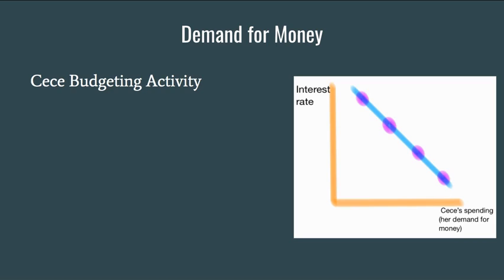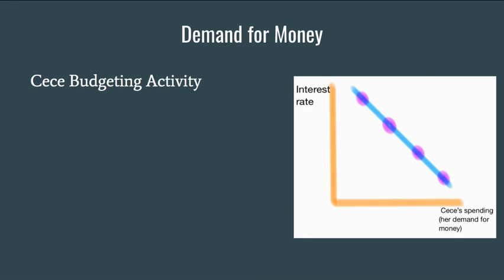So I asked you to graph out CC's budget. I asked you to help her figure out how she should manage her money, and I asked you to do the interest rate on the y-axis and her spending on the x-axis. And her spending is actually her demand for money, right? Because she's given a salary and she can put part of it in savings and part of it as her spending, which would just be MD, demand for money.